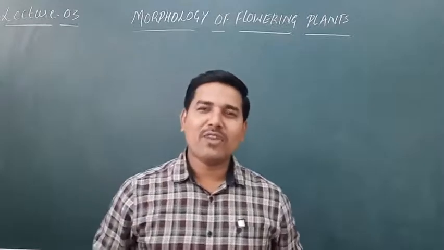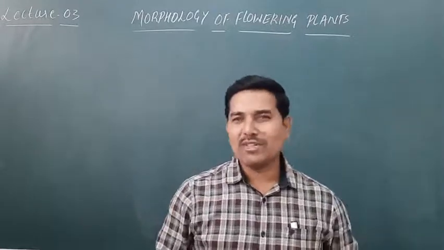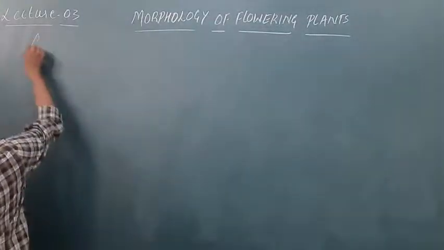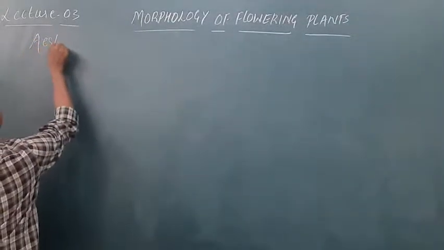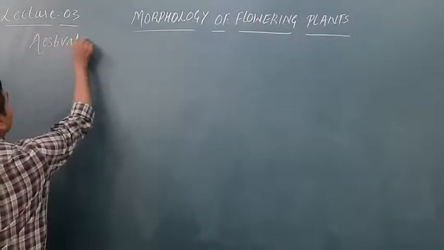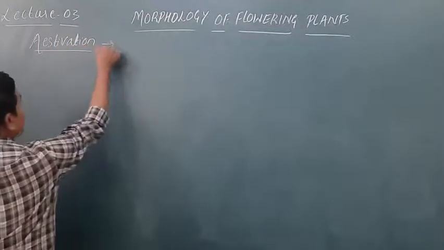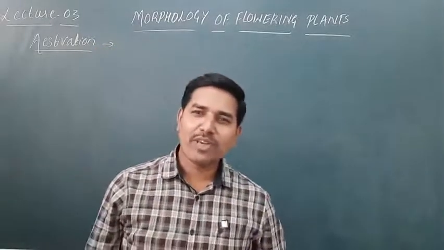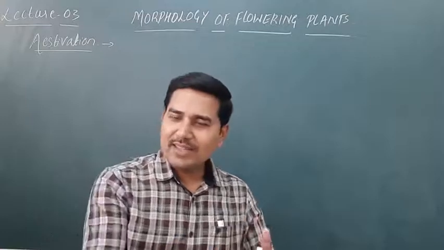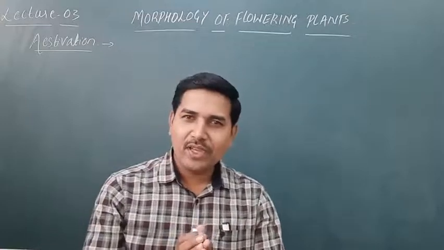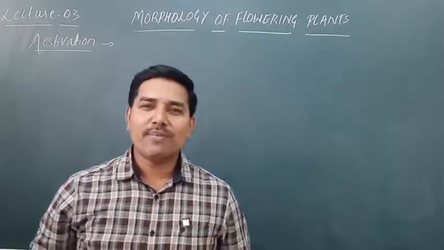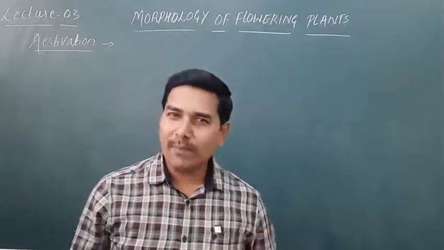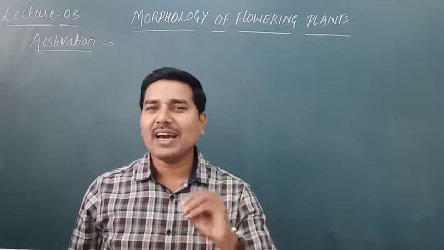The next part of the flowering plant we are looking at is a concept called aestivation. So let's go to the heading. What is aestivation? Aestivation is a term we use in plants, especially in a flower. Aestivation is nothing but the mode of arrangement of sepals or petals in the floral bud. So how are the sepals and petals arranged?